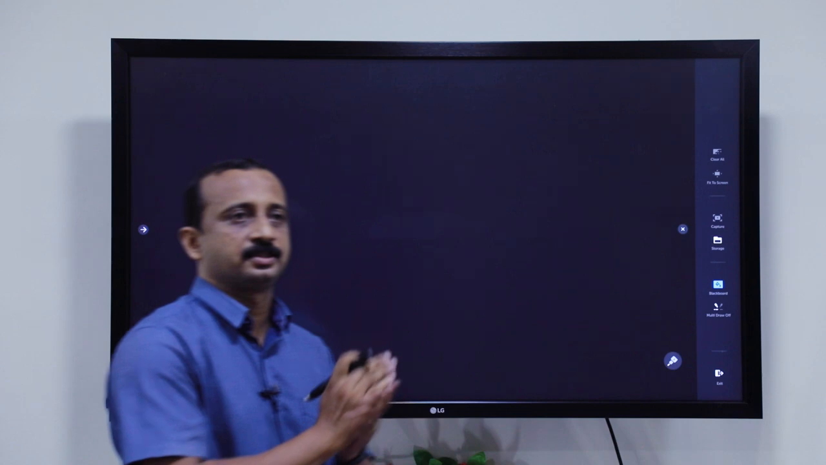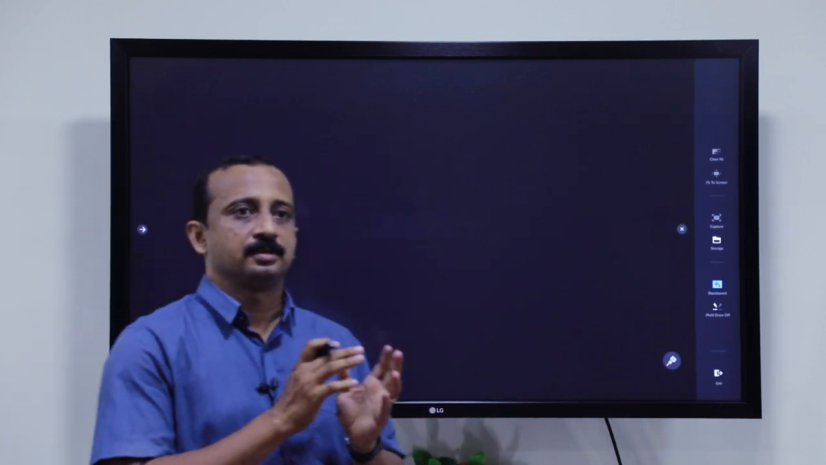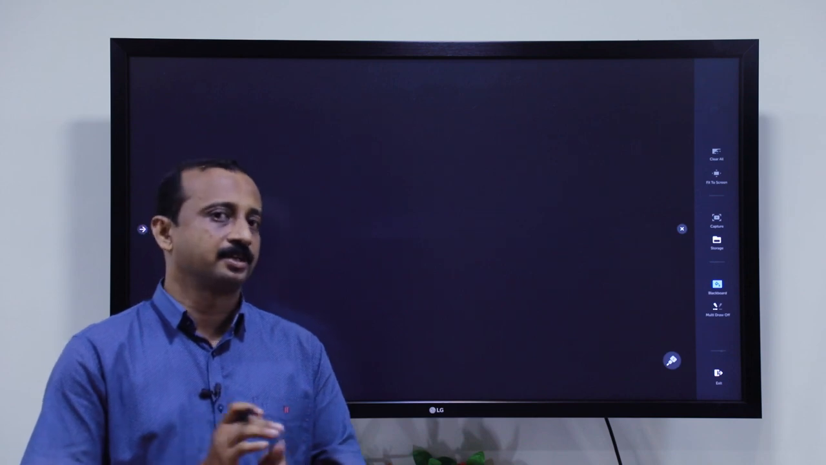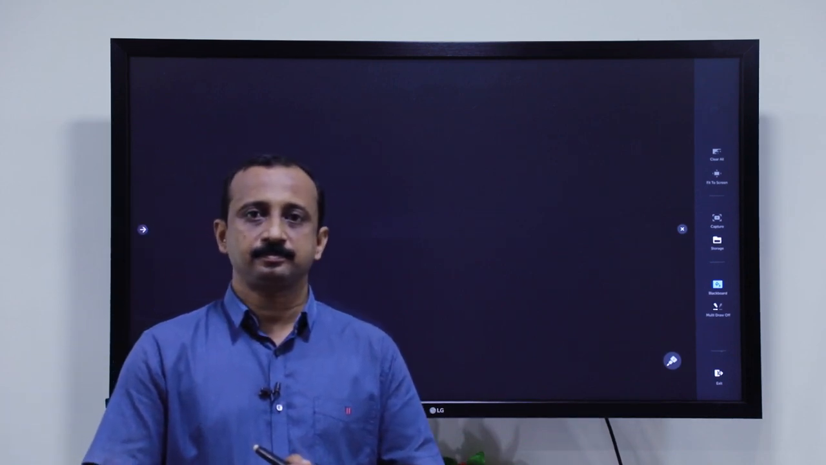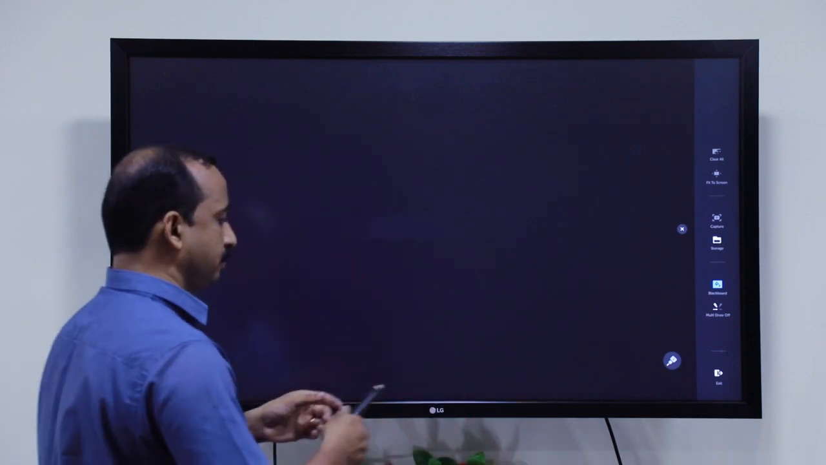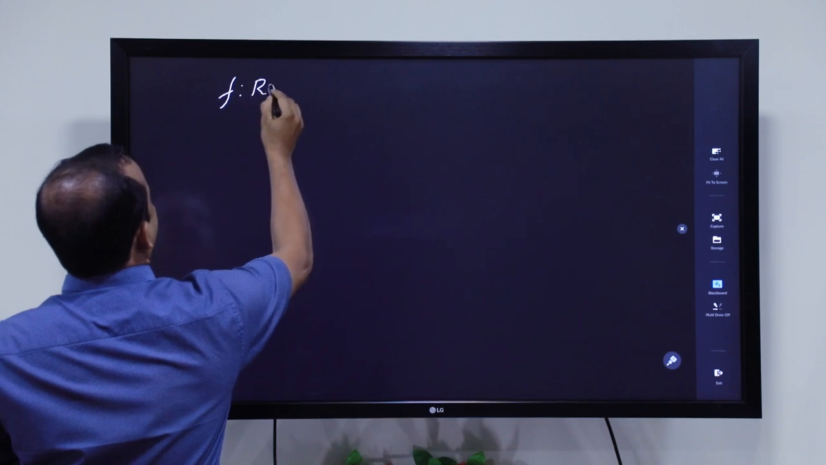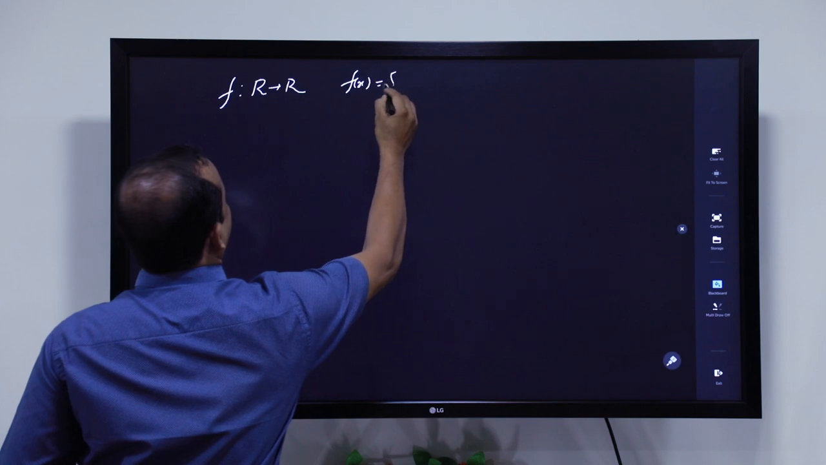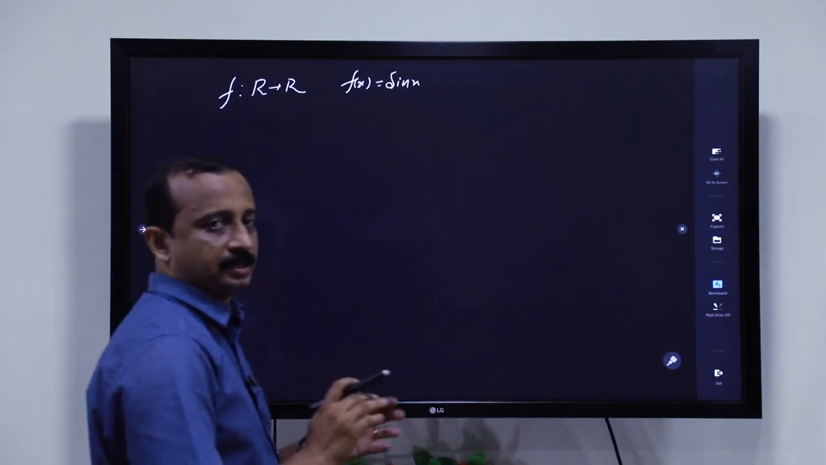In our first chapter, relations and functions, we already discussed types of function. That means a function is said to be bijective or invertible if it is one-one and onto. Now we define a function f from R to R by f of x equal to sin x. It's the first trigonometric function, and it is clearly a function.